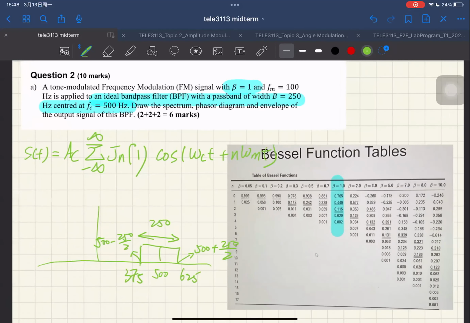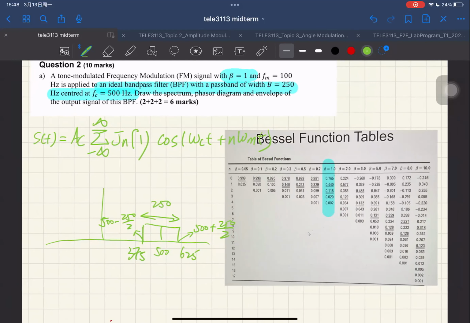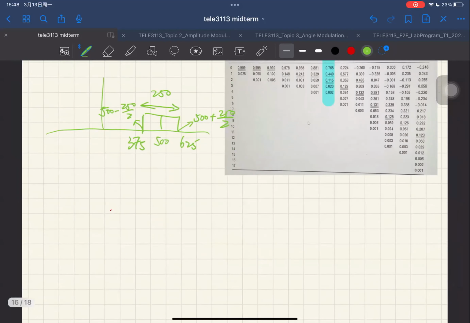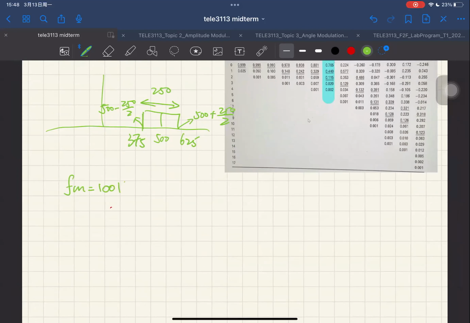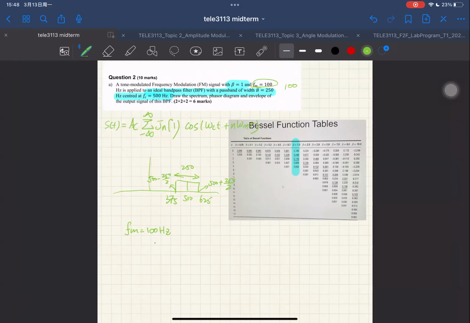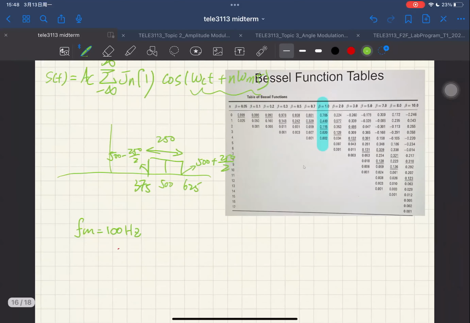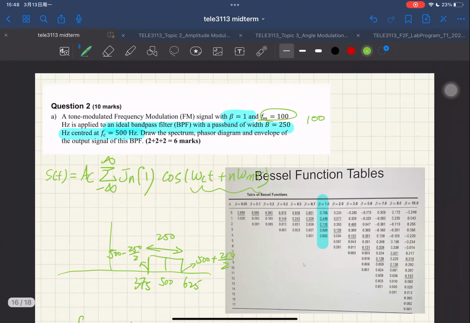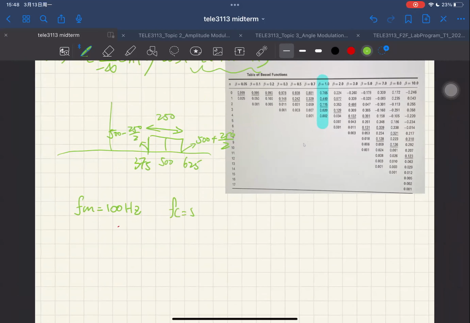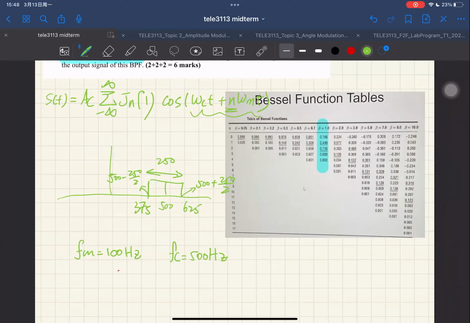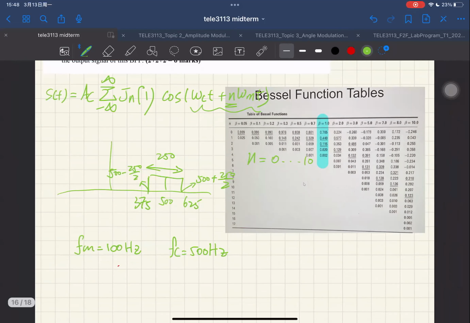So we're going to just see how many frequency components are going to be involved this time. Because our message signal is 100, right? Our message signal frequency fm is equal to 100 hertz. And if you look at this term here, what is the center frequency? It's 500, right? fc equals 500. So we're going to try for each n value, because this n is basically from 0 to like 10 or 11, doesn't matter. We're going to try for each of them and see if this frequency is still within this range.